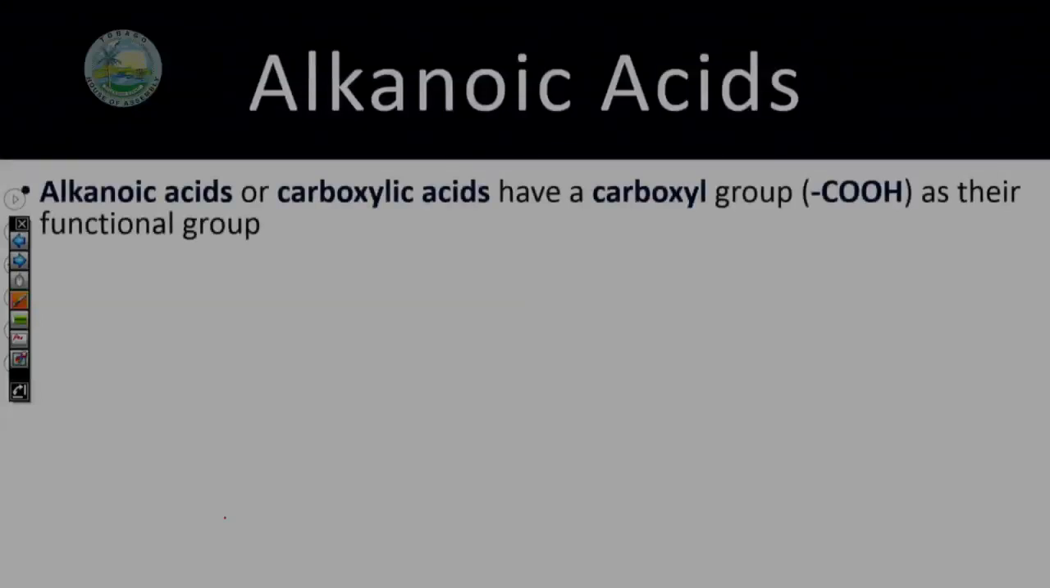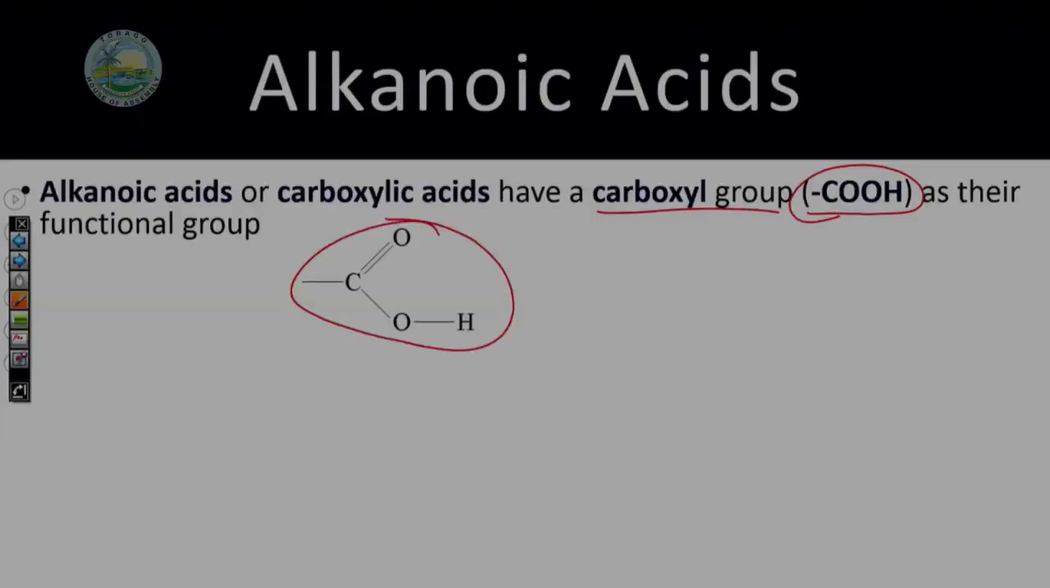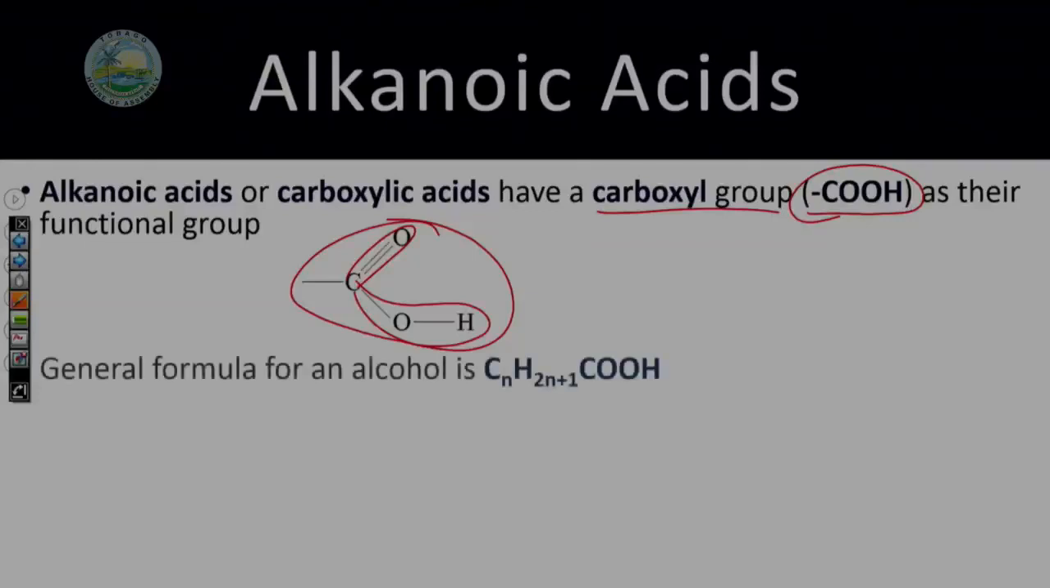So we're going to look at alkanoic acids. What is an alkanoic acid? All right, so an alkanoic acid, or a carboxylic acid, has a carboxyl group, which is represented as COOH, as their functional group. So this is how it looks. Every time you see this particular group, which is a carbon double bonded to an oxygen, and that same carbon is bonded to an OH group, that is a carboxyl group.